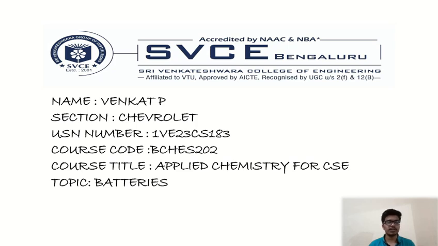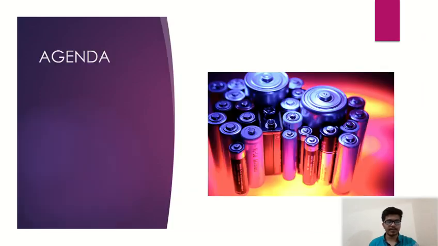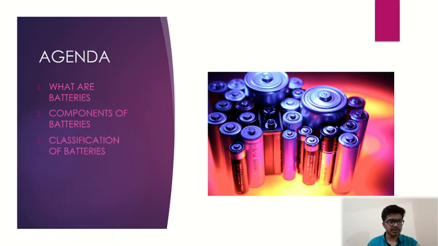Today, let's discuss the topic batteries. The course code is BCHES202 and the course title is Applied Chemistry for CSE stream. Now let's dive into the topic batteries. The agenda of today's topic is what are batteries? Let's know about the components and their classification.